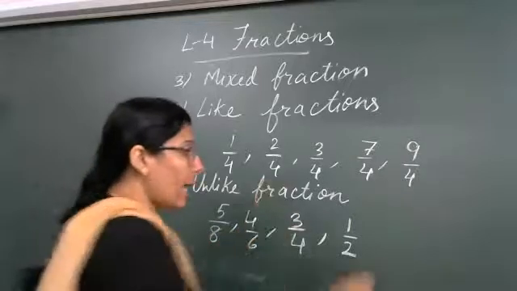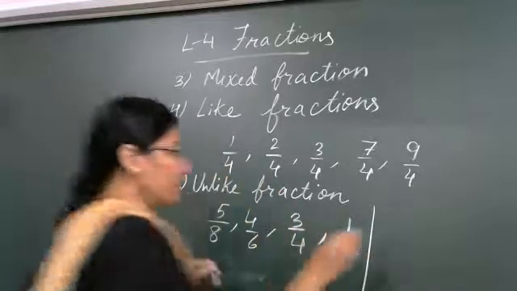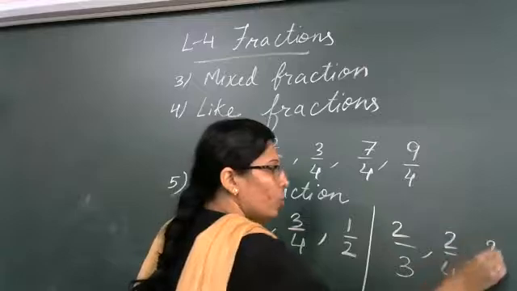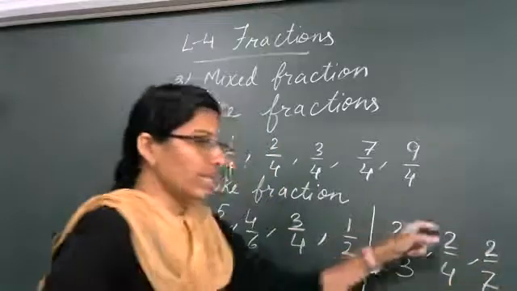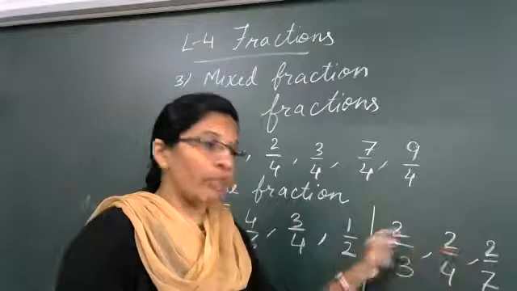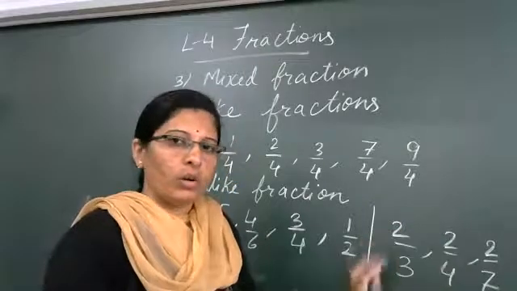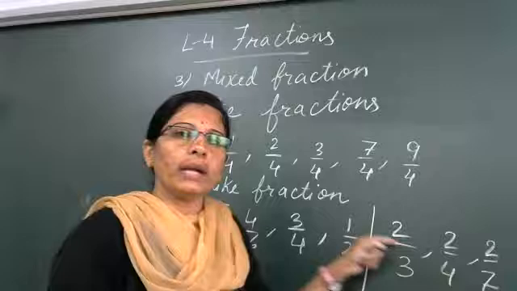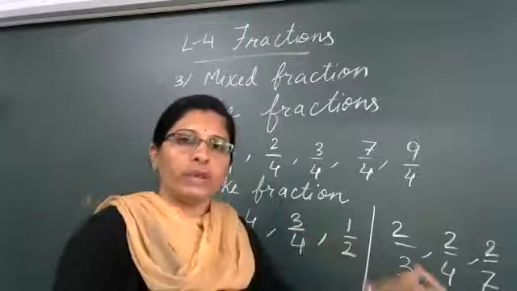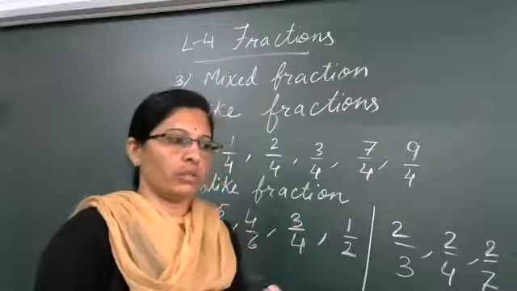But sometimes you will have the same numerator, like 2 by 3, 2 by 4, 2 by 7. Here you can see the same numerator is there. That time also these are known as unlike fractions only. Whether the numerator is the same or different, the denominator should be different. When the denominators are different, those are unlike fractions.